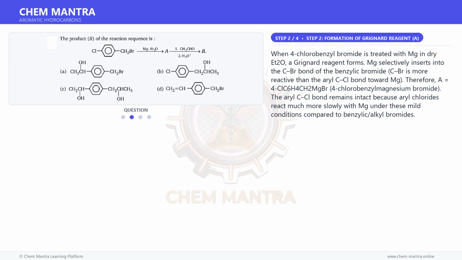Moving on to the next step. When 4-chlorobenzyl bromide is treated with Mg in dry ether, a Grignard reagent forms. Mg selectively inserts into the C-Br bond of the benzylic bromide. C-Br is more reactive than the aryl C-Cl bond toward Mg. Therefore, A is equal to 4-ClC6H4CH2MgBr, 4-chlorobenzyl magnesium bromide.